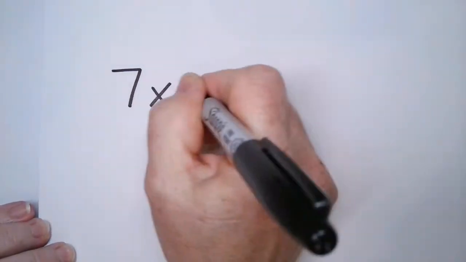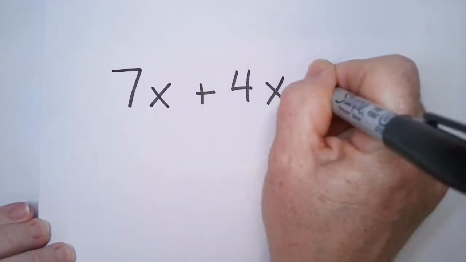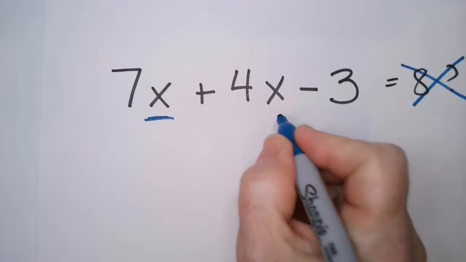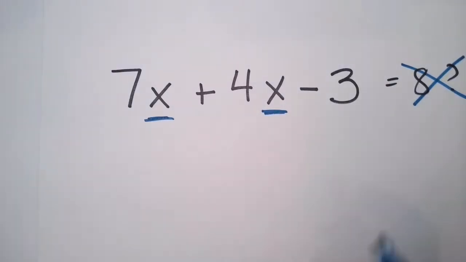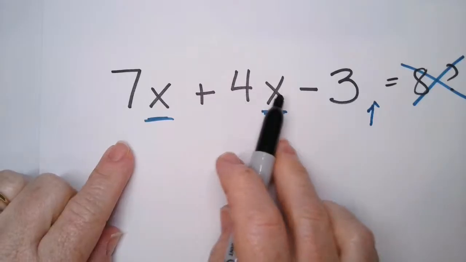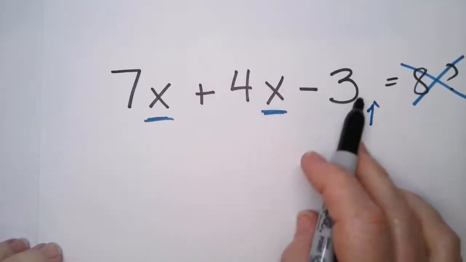What if I said 7x plus 4x minus 3? What would you do there? Can we just say 7 plus 4 minus 3? Can I just say the answer is 8? No, we can't. Why not? Because there's an x here and an x there, but there's no x here. That's just a number. So if x is equal to 3, that's going to change what these are, 4 times 3 and 7 times 3. And then that's going to change this.